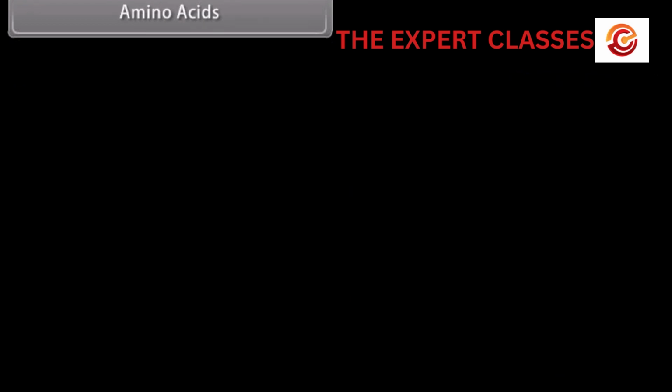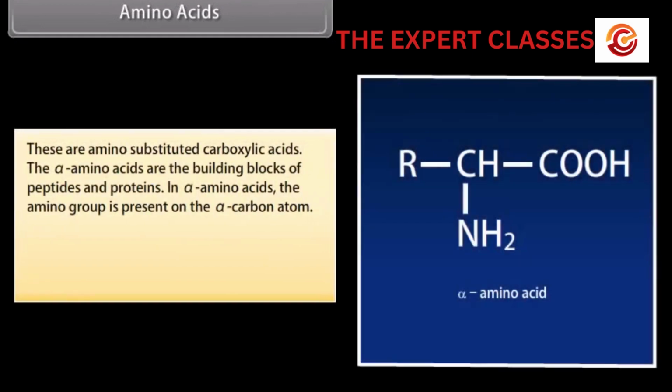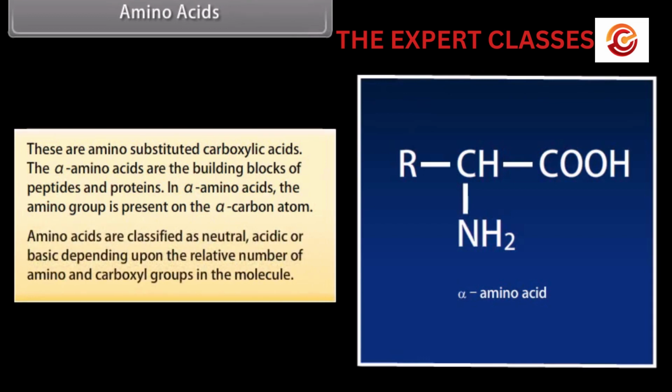Amino acids. These are amino-substituted carboxylic acids. The alpha amino acids are the building blocks of peptides and proteins. In alpha amino acids, the amino group is present on the alpha carbon atom. Amino acids are classified as neutral, acidic, or basic depending upon the relative number of amino and carboxyl groups in the molecule.